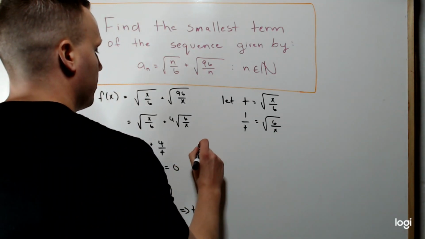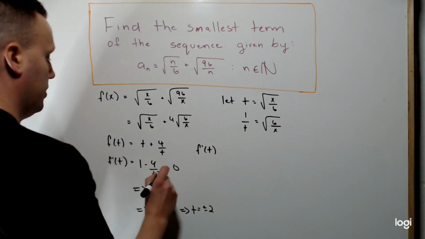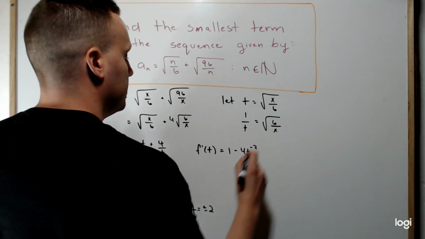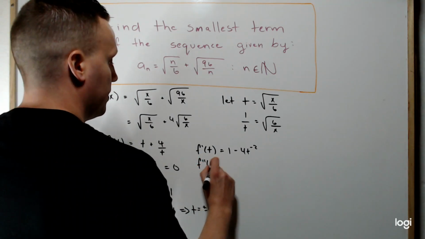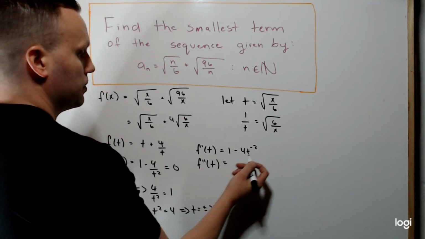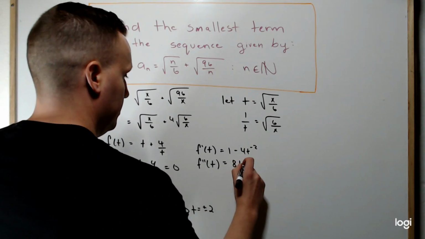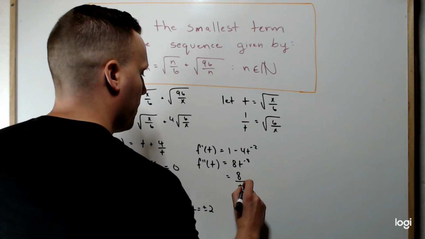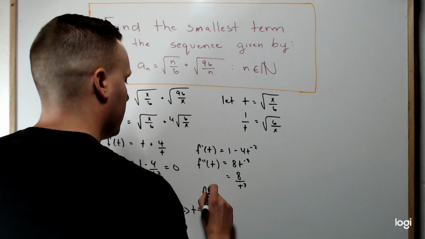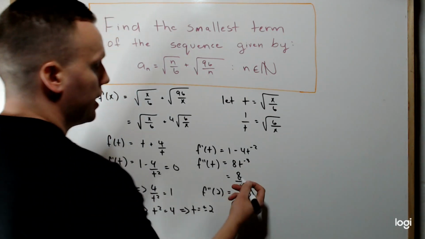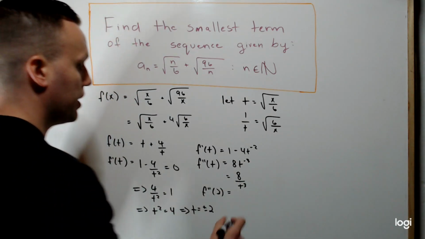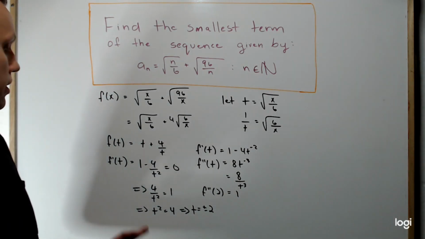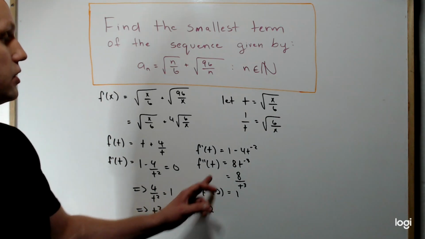So if f prime of t is equal to 1 minus 4t to the minus 2, then f double prime of t is equal to 8t to the minus 3, which is 8 over t cubed. So f double prime of 2 is equal to 8 over 2 cubed, which is 8 over 8, which is just equal to 1. So good. We have a critical value of t that turns out to be a minimum.